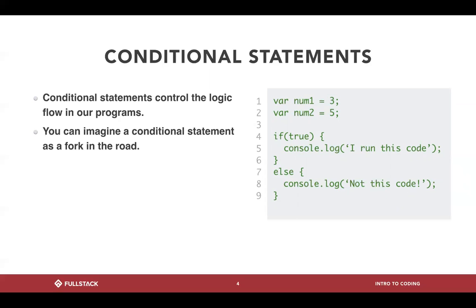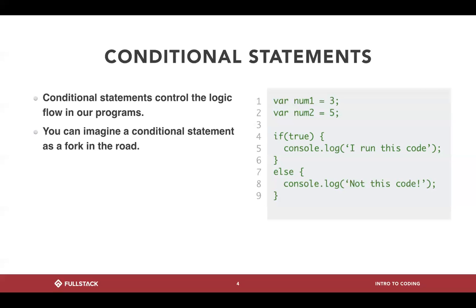Conditional statements always evaluate to either true or false. So you'll say if, and whatever is in between those parentheses is something that will evaluate to either true or false. So if it's true, do this. Otherwise, do this other code. Here we've got on the right, if true, and true is a Boolean value already, so we don't even have to evaluate anything. If true, do this: console log, I run this code. Else, otherwise, console log, not this code.